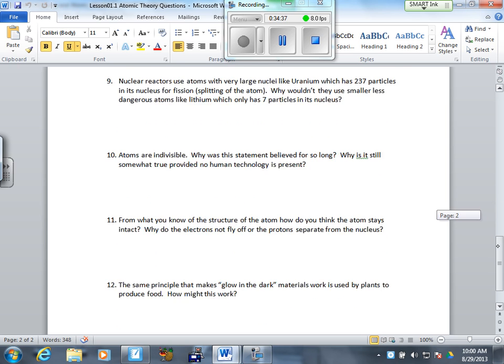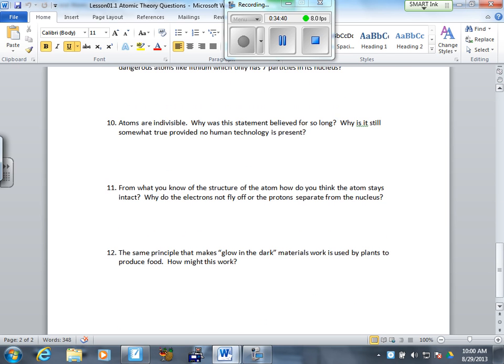Atoms are indivisible. We already kind of talked about that one. That statement was believed for so long because there wasn't any technology to prove otherwise. No one was able to split the atom. So from what you know of the structure of the atom, why do you think the atom stays intact? Why don't the electrons fly off?